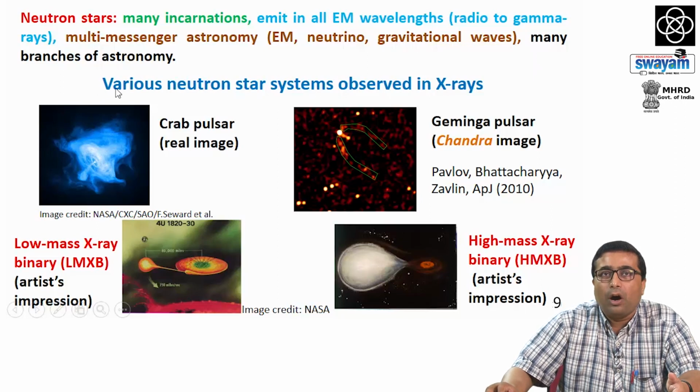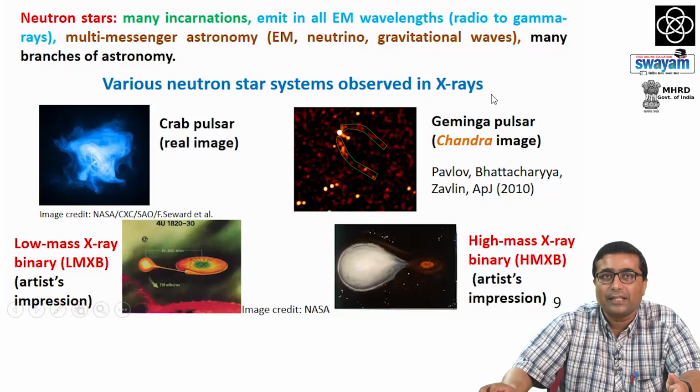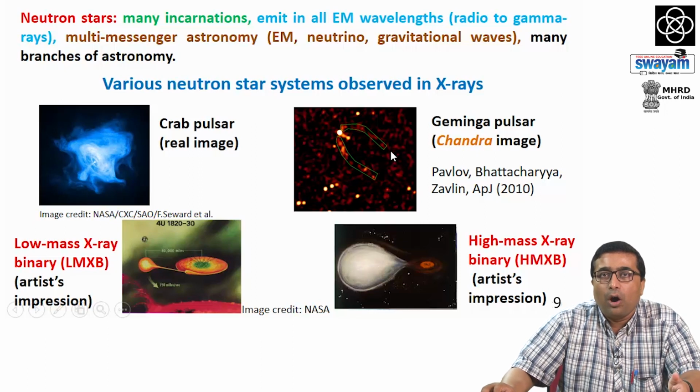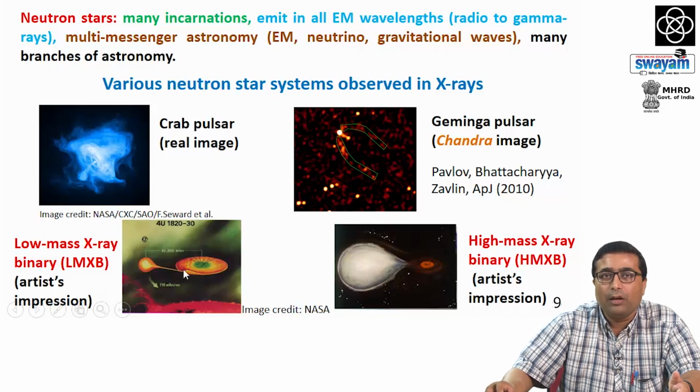Here are some examples of various neutron star systems which are observed in X-rays. For example, here is a real image of the Crab pulsar in X-rays, where at the center is the neutron star. Here is an X-ray image of the Geminga pulsar, which is an older pulsar speeding through the interstellar medium, and we can see its bow shock as well as the pulsar itself. But the systems we are interested in for this lecture are low mass X-ray binaries, that is LMXBs, and high mass X-ray binaries, that is HMXBs. In a low mass X-ray binary, a neutron star accretes from a low mass star, while in a high mass X-ray binary, the neutron star accretes from a high mass star.